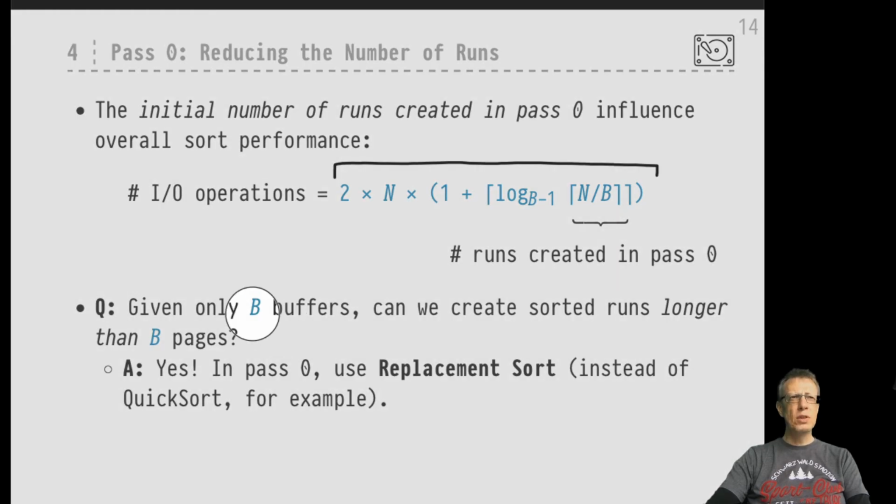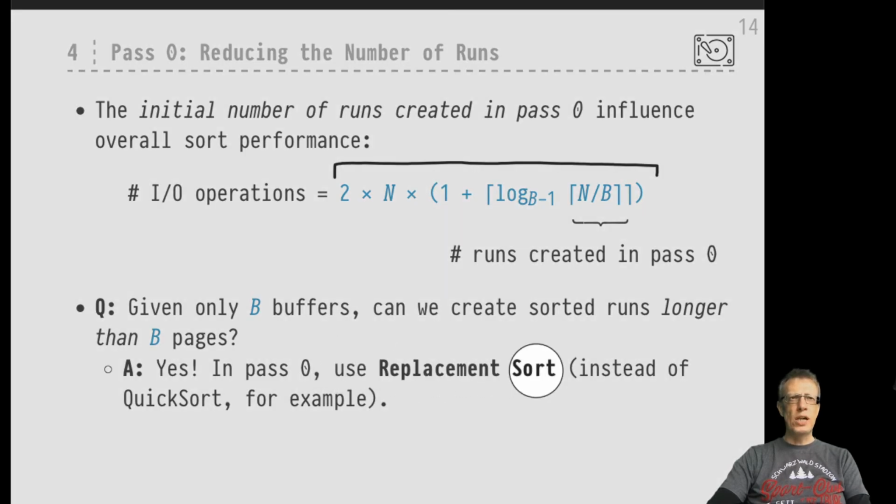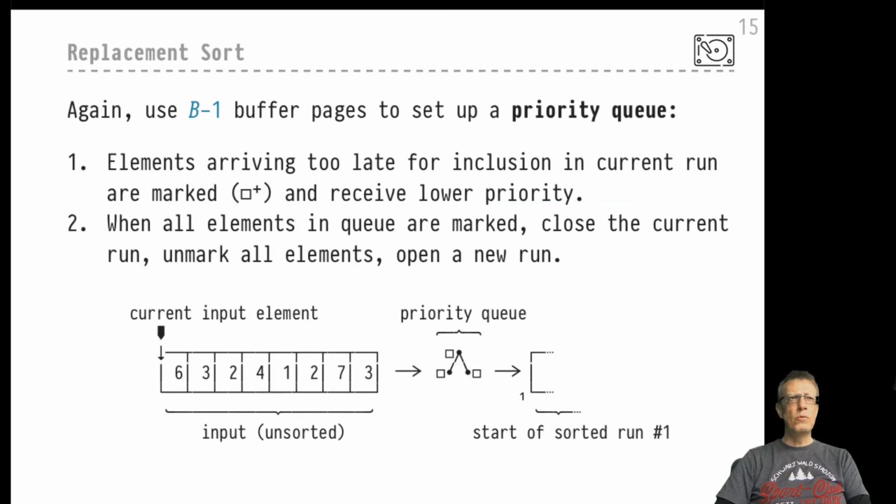Given B buffers, is the creation of initial runs that are of length B pages the best we can do? And the answer is no, you can do better. There is something better that you can do. Instead of quicksort in this pass 0, use a different sorting algorithm, for example, the so-called replacement sort algorithm, which could lead to runs in pass 0 that are longer than B pages, significantly longer than B pages. All right, let's try to sketch replacement sort here.